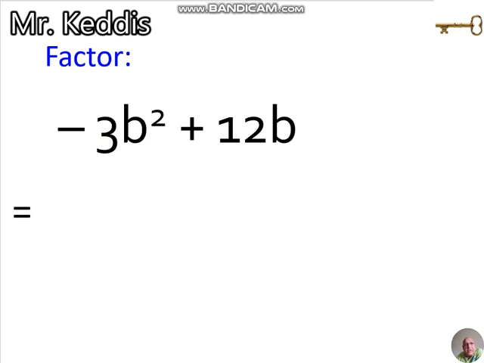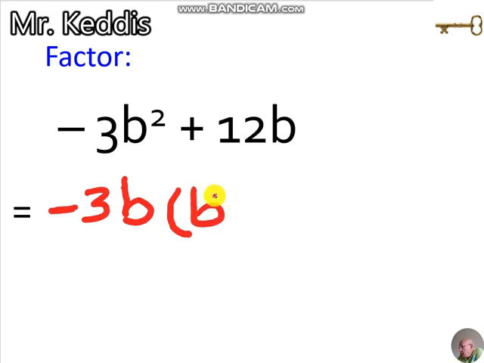I have negative 3b squared plus 12b. Negative 3 and 12 here, I get negative 3 as the common factor. You have b squared and b raised to the power of 1 here. I take the lowest power, and negative 3b is the common factor. And negative 3b times what? You get negative 3b squared, times b. And negative times what? You get positive here. Negative times negative to get positive. And 3 times what? You get 12. 3 times 4.